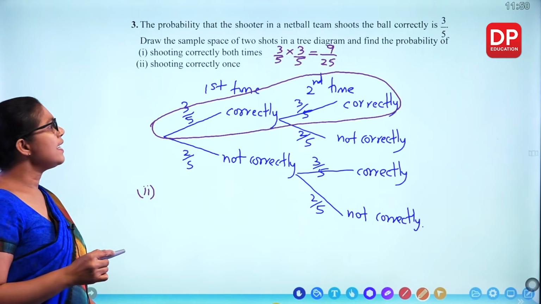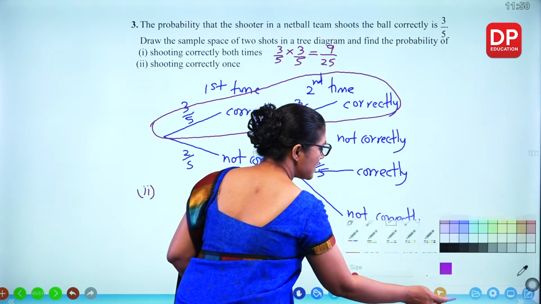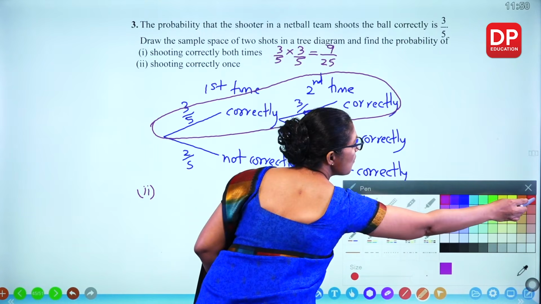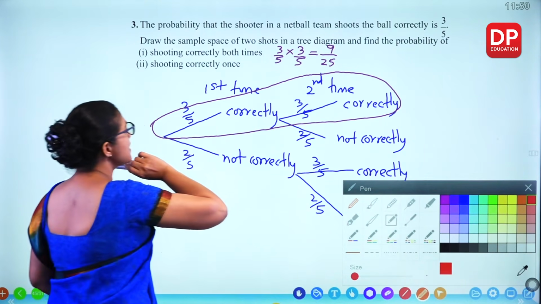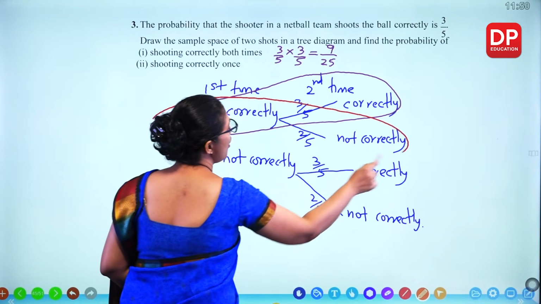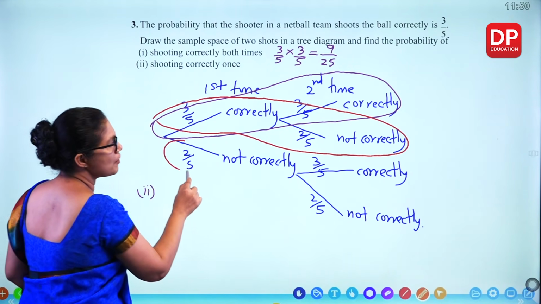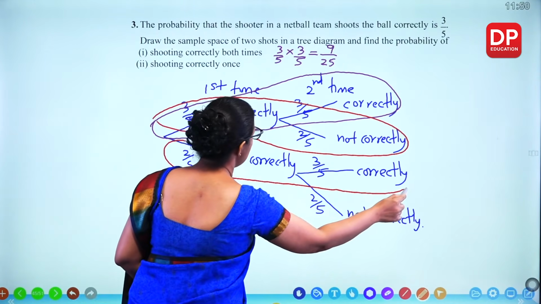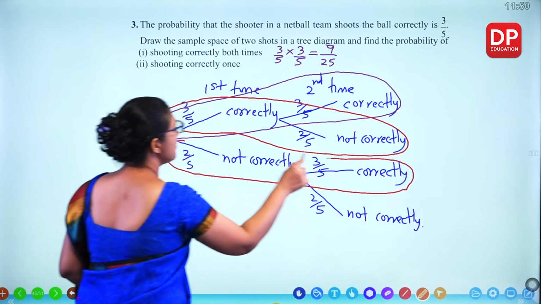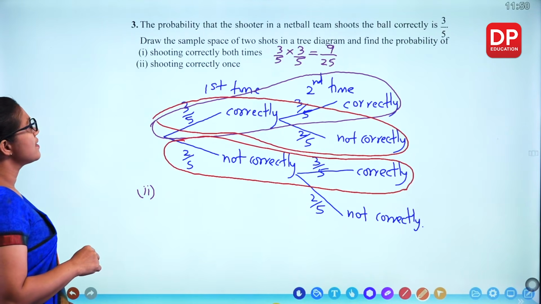Shooting correctly once. What are the possibilities? Shooting correctly once means first time correctly and second time not correctly, or first time not correctly and second time correctly. So those are the two branches for this question.